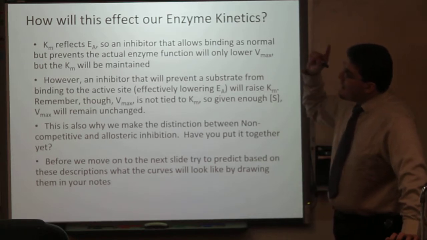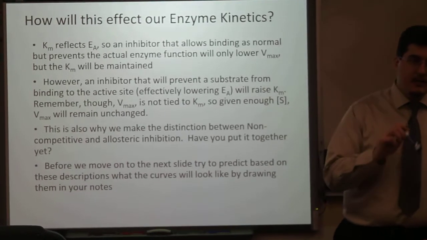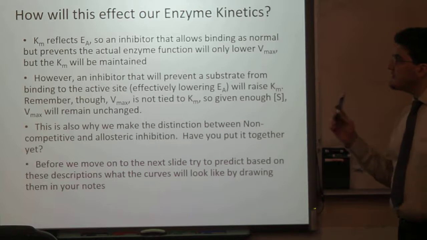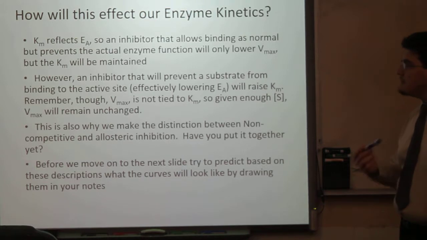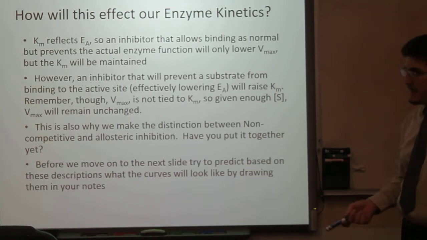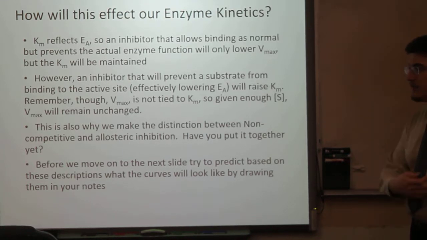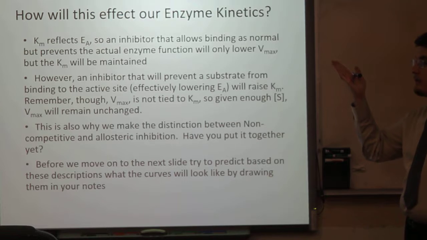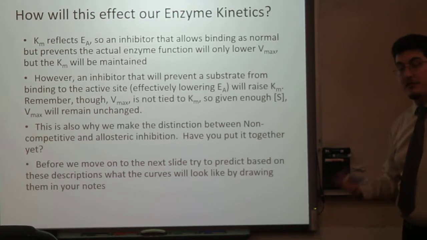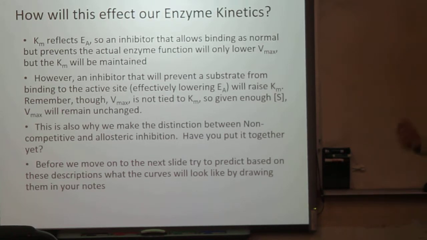Now, how is this going to affect our enzyme kinetics? Km reflects enzyme affinity. So an inhibitor that allows binding as normal, but prevents the actual enzyme function, will only lower Vmax, but Km will be maintained. However, an inhibitor that will prevent a substrate from binding to the active site, effectively lowering enzyme affinity, will raise Km. But Vmax is not affected by Km. The value of Vmax is not tied to Km. So, with enough substrate concentration, Vmax can still be reached.